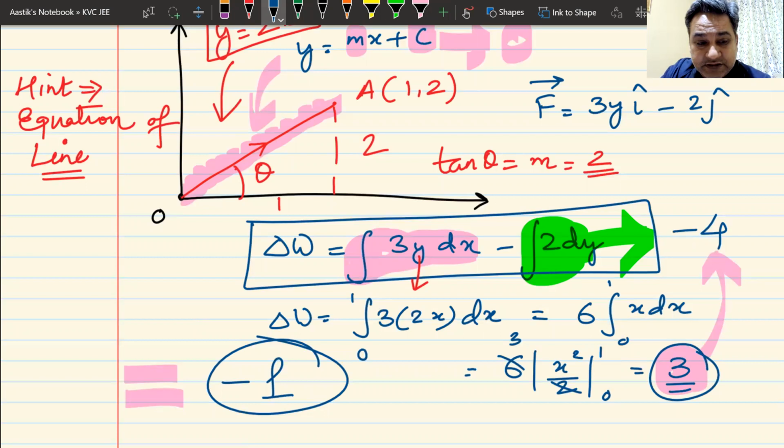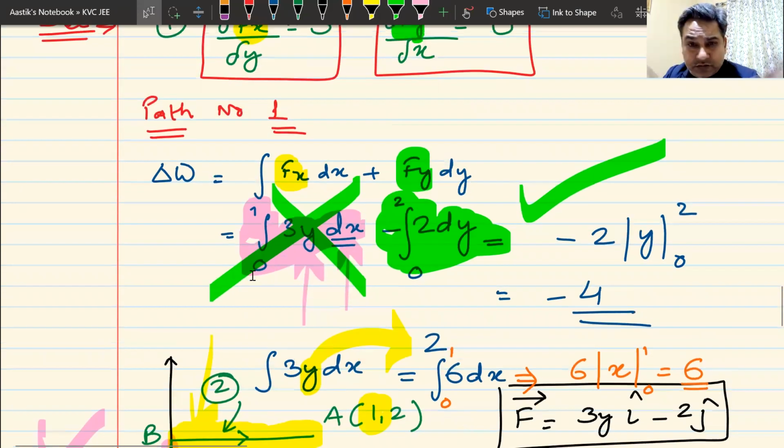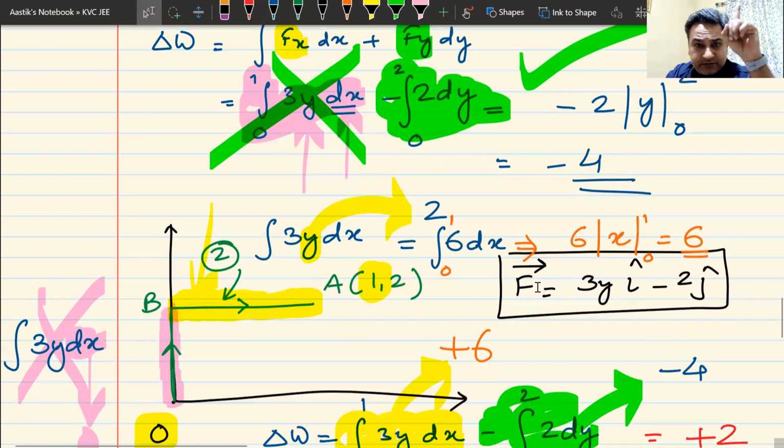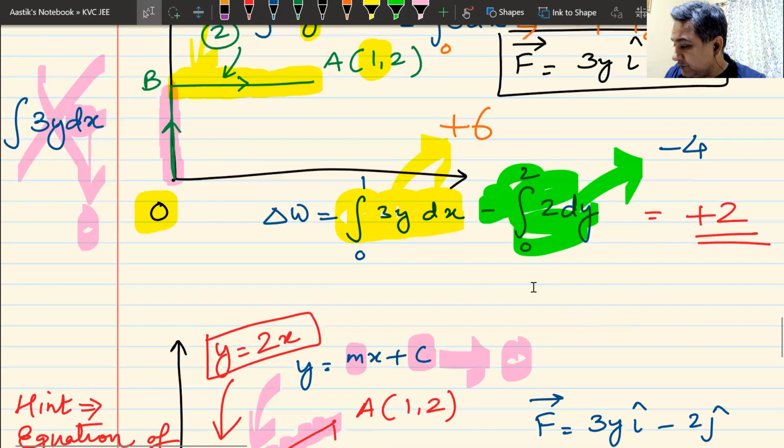First case. Let us go to the first case again. Look at this path, path number 1. In path number 1, the answer was minus 4: down, then straight up. In path number 2, first up, then horizontal, the answer was plus 2. Path number 3, whoop, totally different. Minus 1.